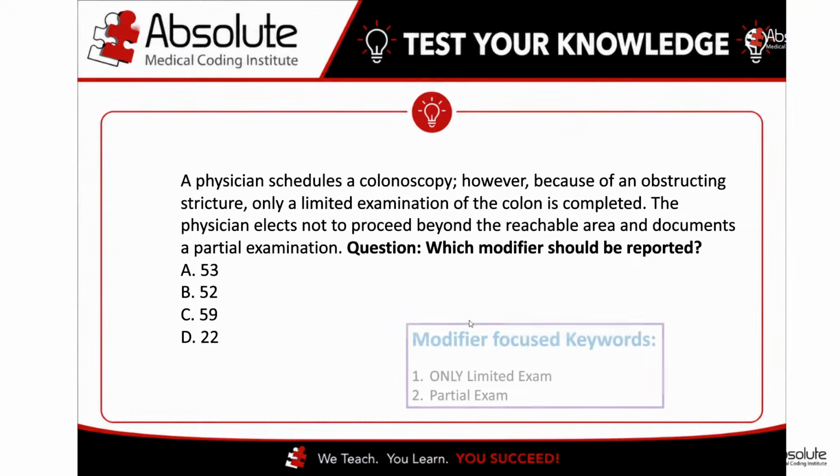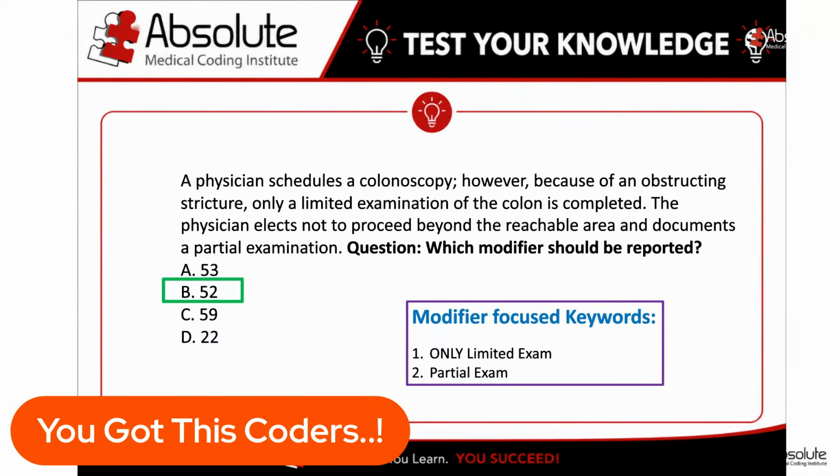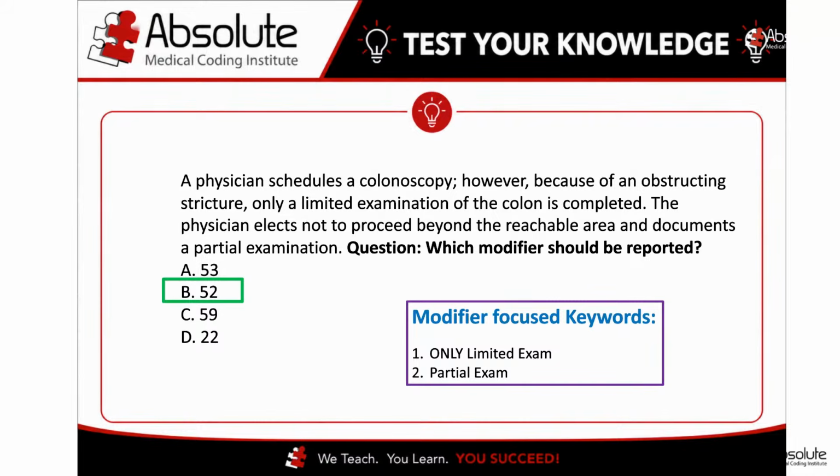Okay. So here are my modifier focused keywords. Only a limited exam, partial exam. You know what? The doctor did something, right? So if the doctor did something, it's modifier 52. You all are getting this. I'm going to let that marinate. That's right. Way to go.